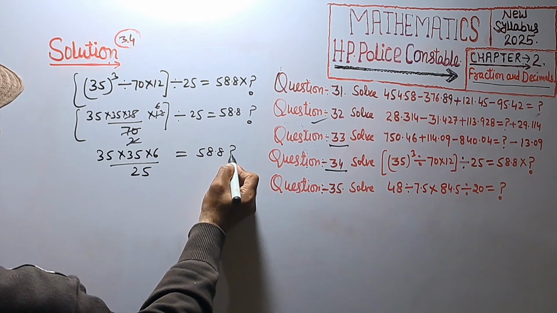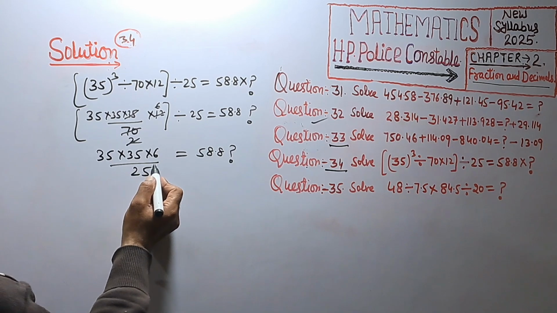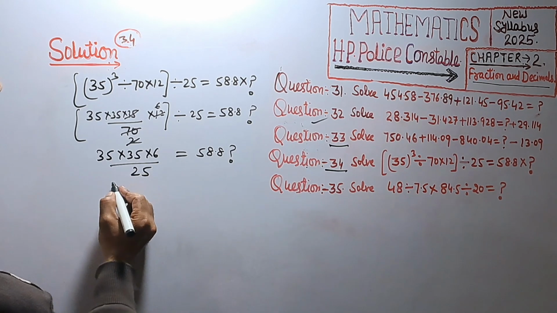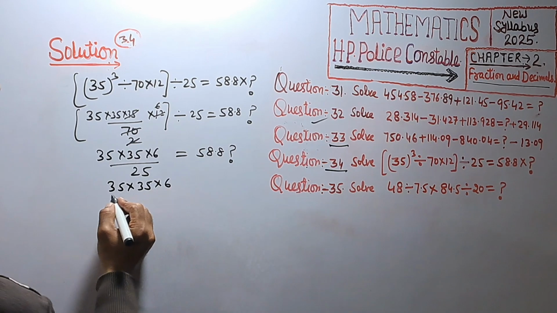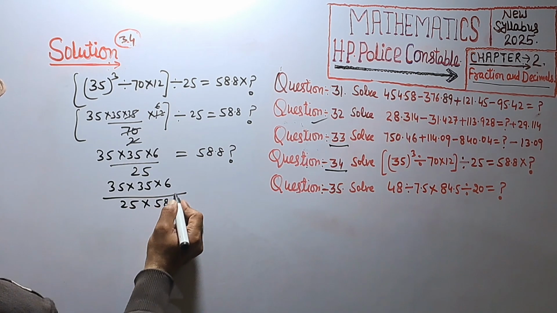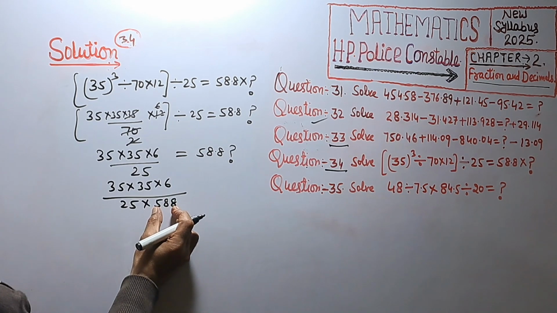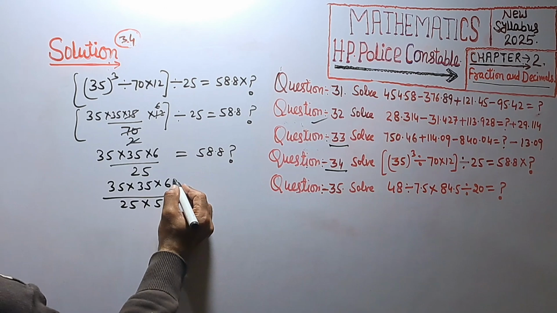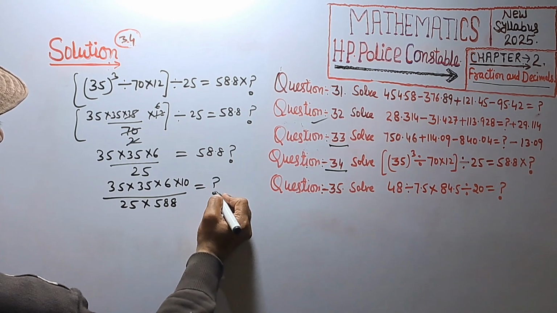58.8 into ?, multiply by 35 into 6 divided by 25 into 58.8, that is 588, and the point converts in 10, that is equal to ?.